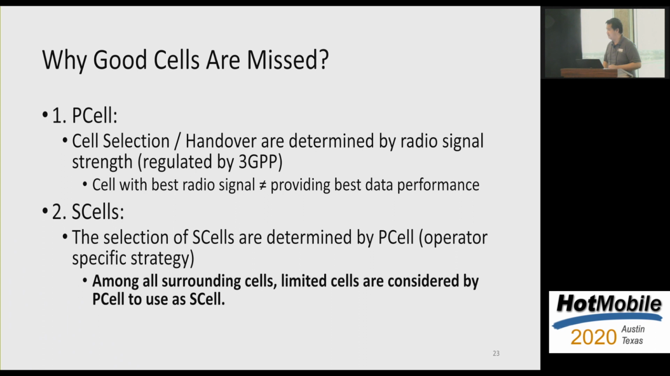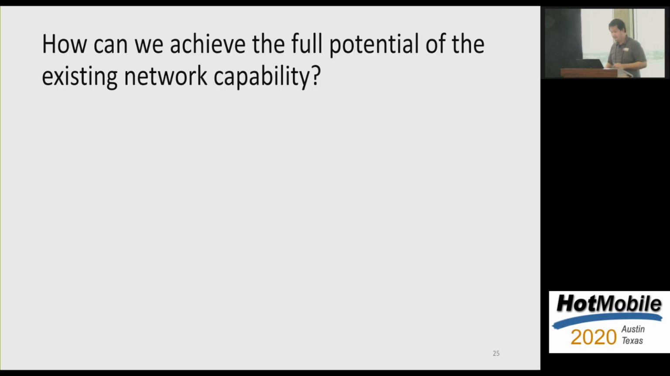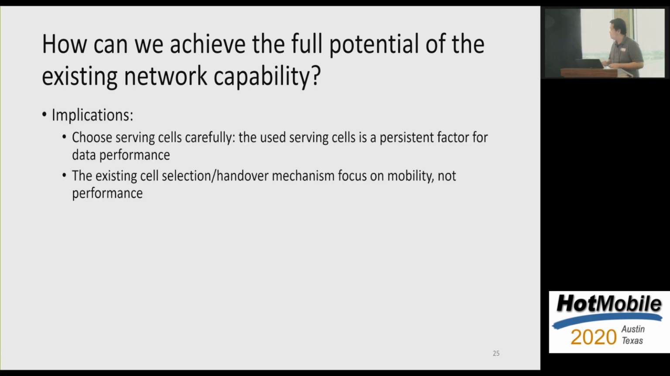To sum up, we have finding 4, which is that today's cell selection mechanism leads to the performance gap. So the question is, what's next? I think the key question is, how can we achieve the full potential of the existing network capabilities? I believe our measurement study gives us two important implications.